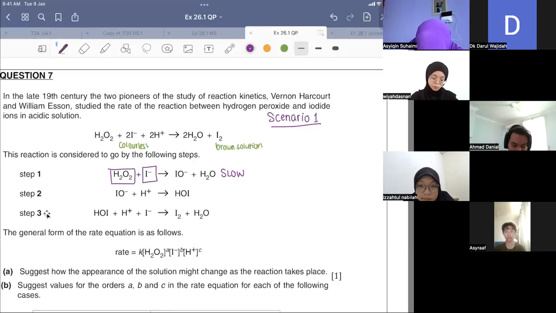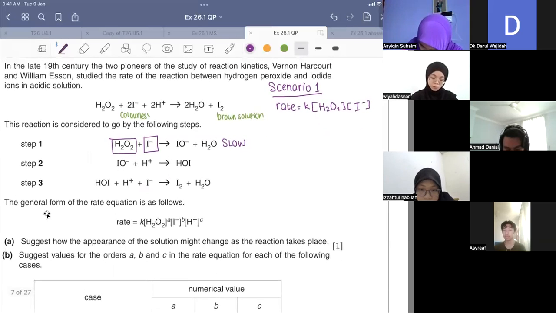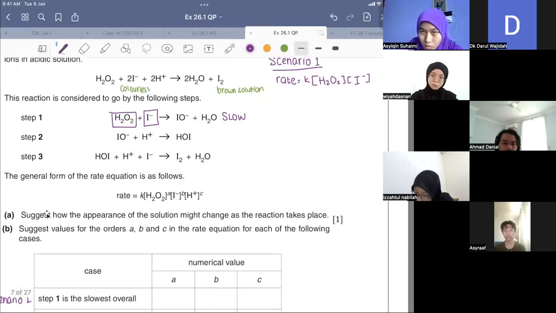So scenario one suggests that my rate equation is equal to K times the concentration of H2O2 times the concentration of iodide. That's it. So my H2O2 is first order, or to the power of one. So A is one. B is the order of iodide, which is also one. C is the order of hydrogen ions. So hydrogen ions don't appear in my rate determining step. It doesn't appear in my rate equation. So it is to the power of zero, zero order.